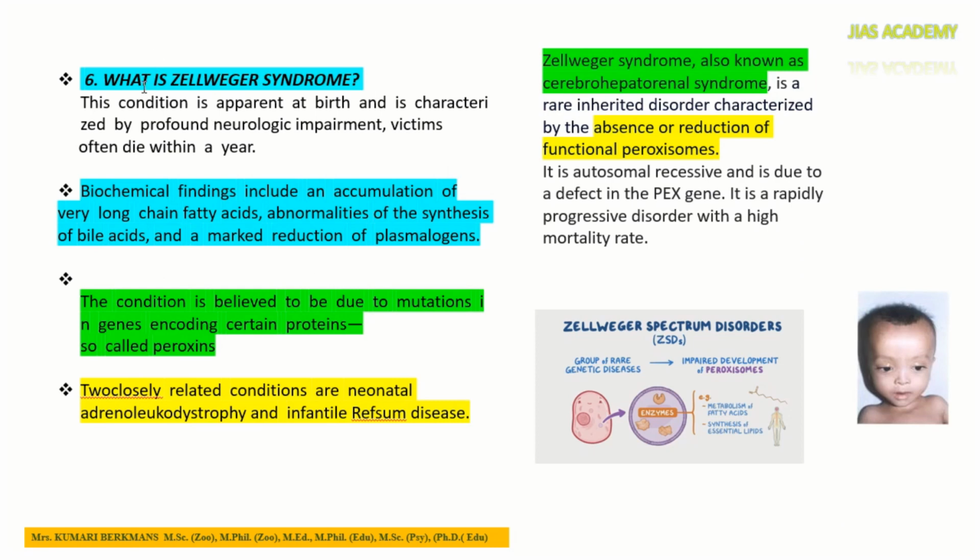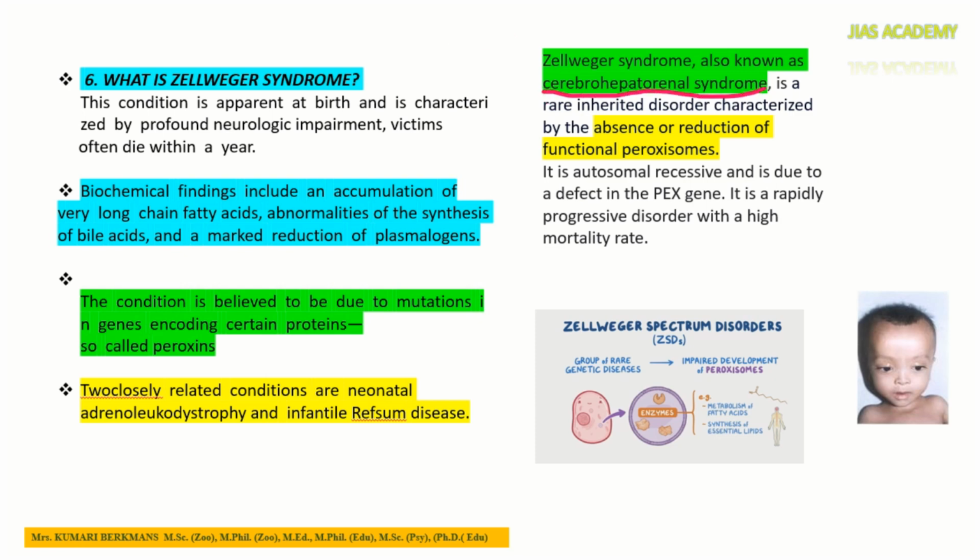Now, what is Zellweger syndrome? What you are seeing, this child is affected by that syndrome. This is a condition inapparent at birth, and the child dies within a year. This syndrome is also known as cerebrohepatorenal syndrome. That is, it affects the brain, it affects the liver, and it affects the renal system also. This name is very important.